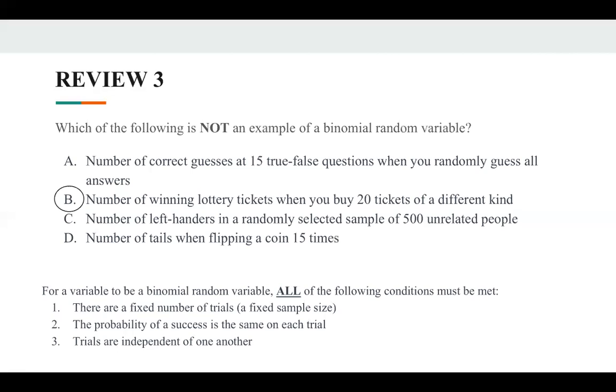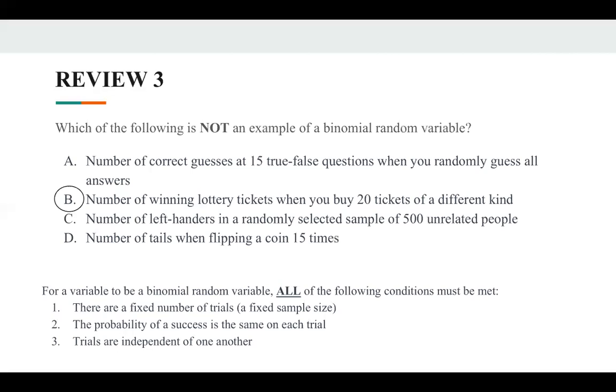And so let's just go through the conditions. So there's a fixed number of trials. Yes, there's 15. Two, the probability of success is the same on each trial. Yes, true or false, there's a 50% chance on each because you're randomly guessing. And then the trials are independent of one another. Yes, because you're randomly guessing all of your answers, and one answer doesn't depend on the other. I'll skip B and I'll go over C.